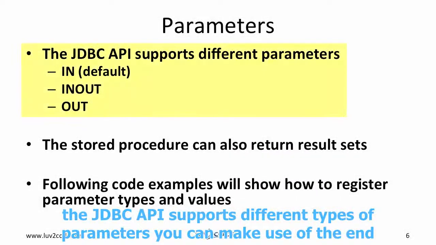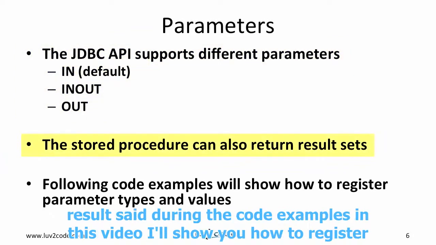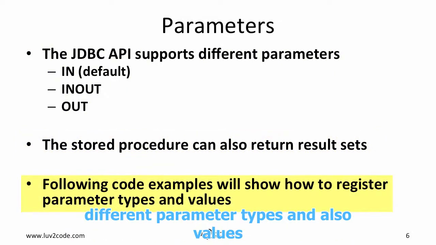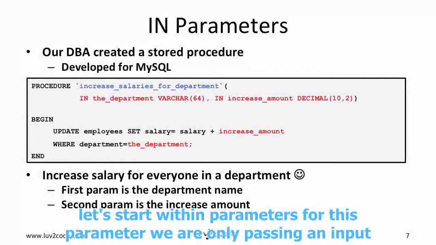The JDBC API supports different types of parameters. You can make use of the IN parameter, INOUT, and also the OUT. The stored procedures can also return a result set. During the code examples in this video, I'll show you how to register different parameter types and also values. Let's start with IN parameters.